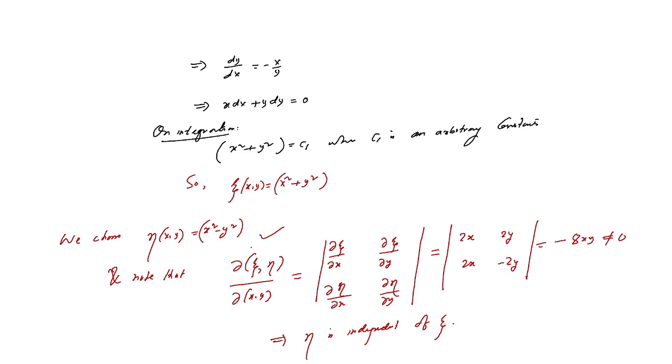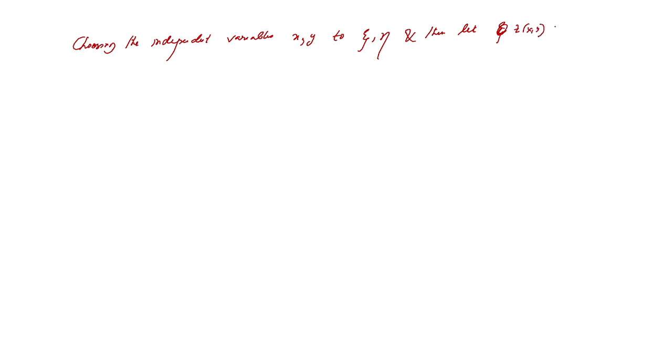Now we transform by choosing the independent variables (x,y) to (ξ,η), and then let z(x,y) be transformed to ω(ξ,η). So z(x,y) is transformed to ω(ξ,η).